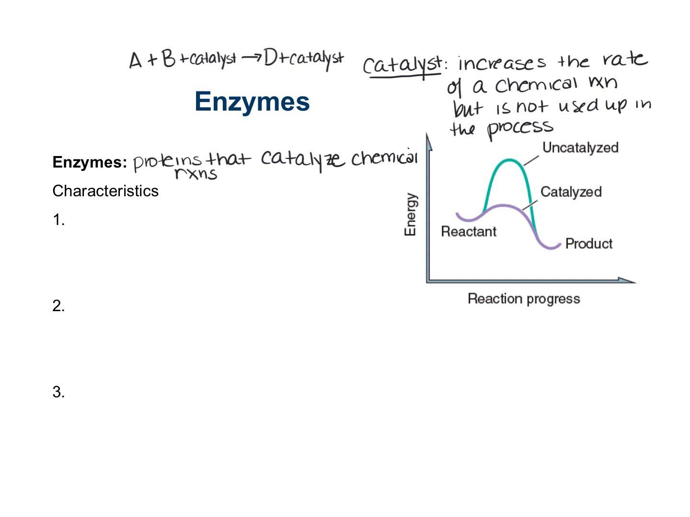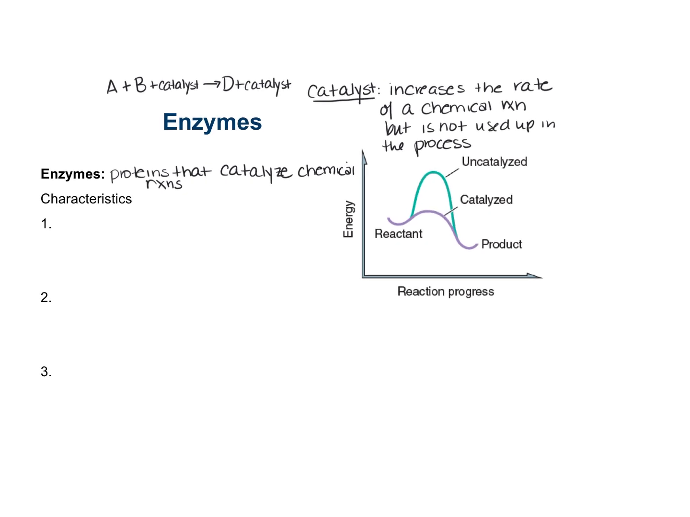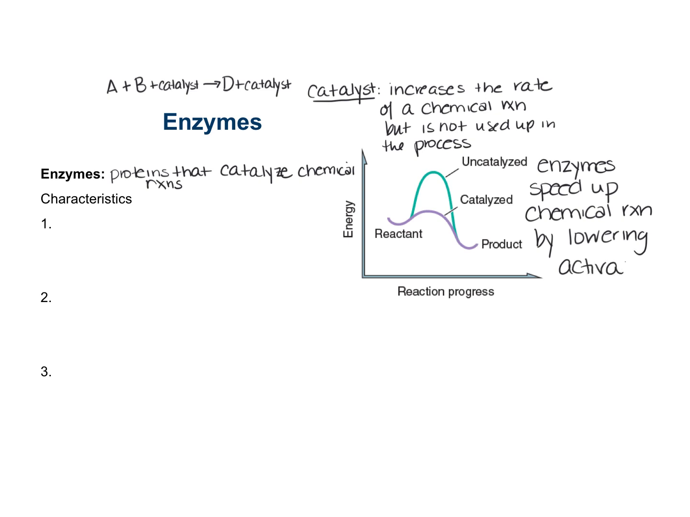Enzymes are true catalysts that speed up chemical reactions by lowering activation energies. So enzymes speed up chemical reactions by lowering the activation energy. Now, activation energy a lot of times is abbreviated as E for energy, or as a subscript A for activation.